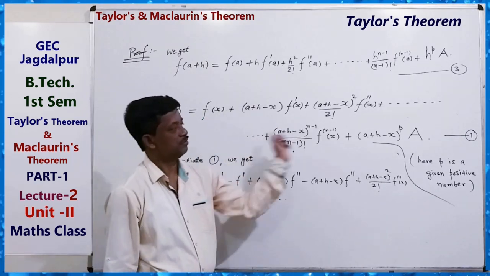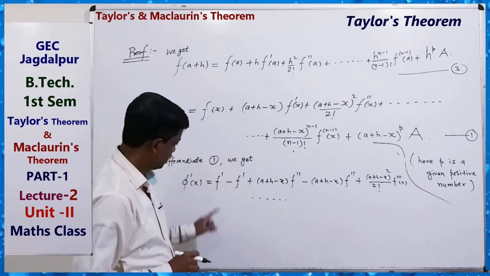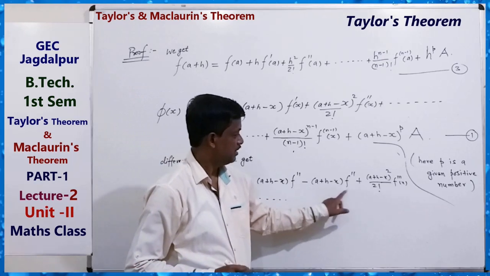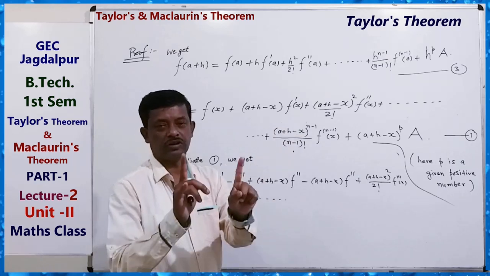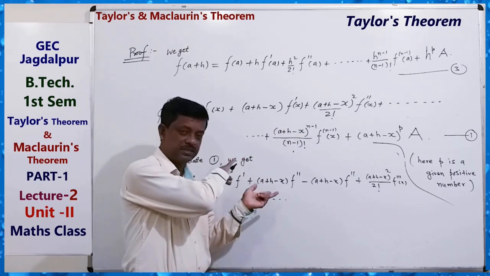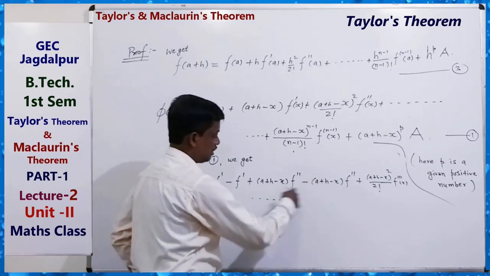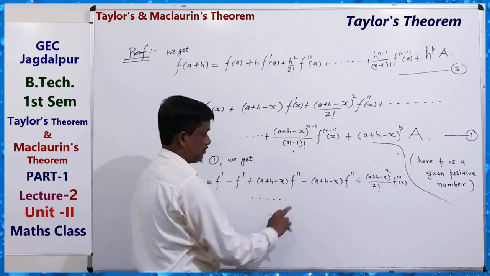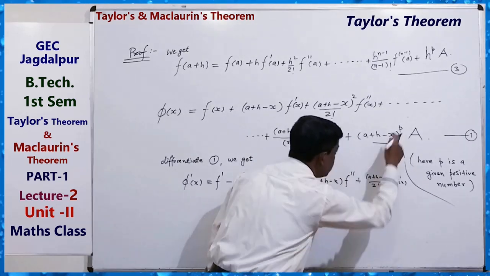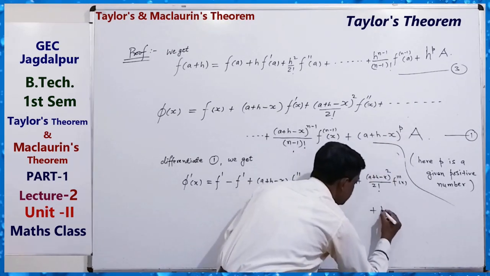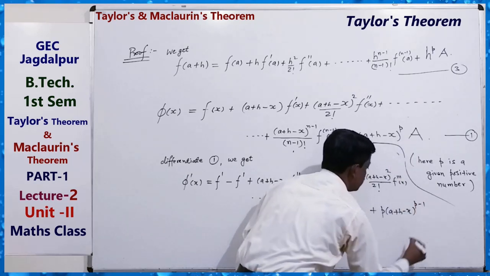Just differentiate the total function. Here we see that this cancels, this cancels. Similarly, this minus this, and from each term you get two terms: one term from the first, one from the second, and they cancel. So this is cancelled, this is cancelled, and up to the last, what? Its derivative at the last instance. So its derivative is p times (a plus h minus x) to the power p minus 1.